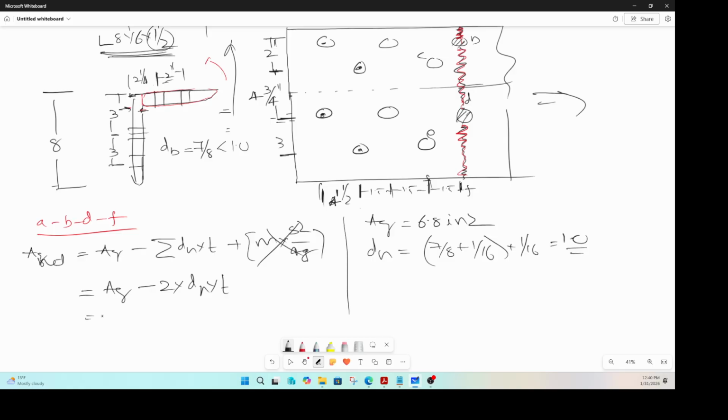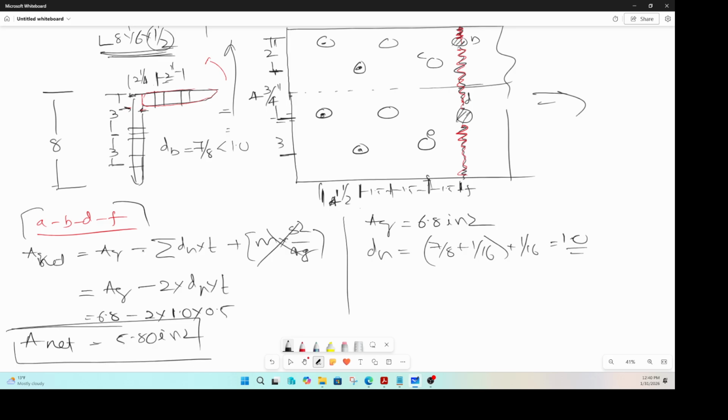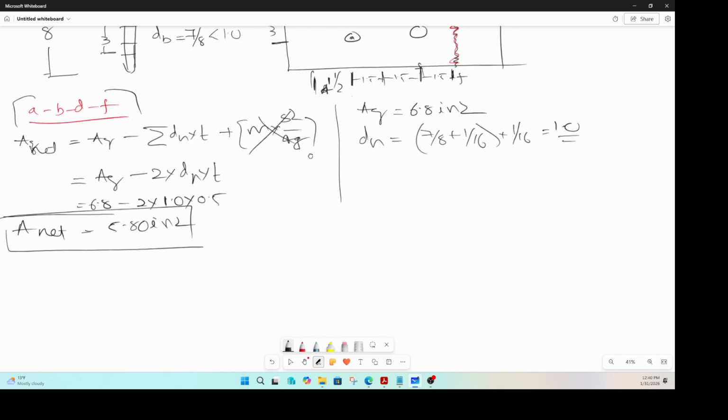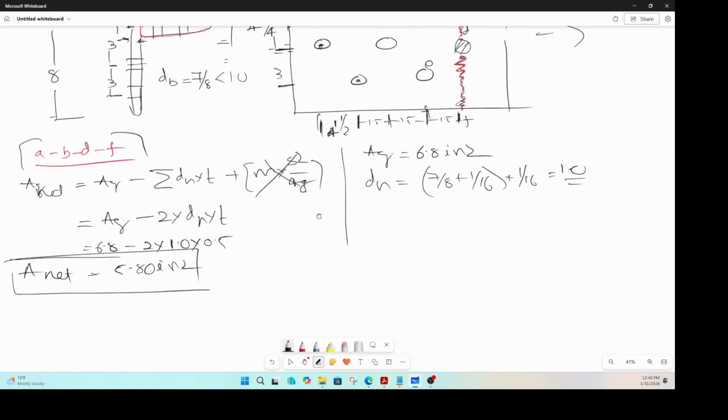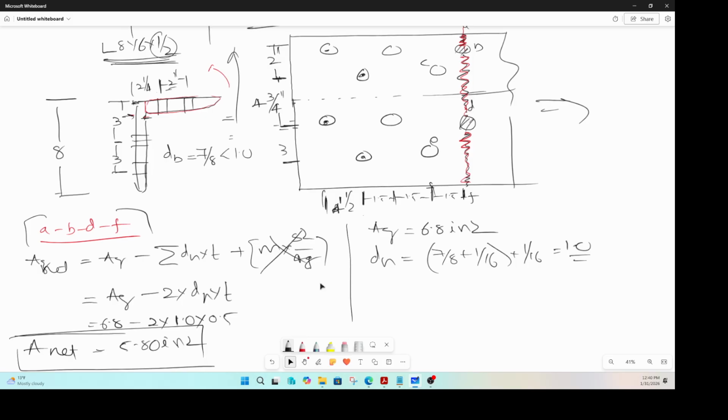So that means A net is 6.8 minus 2 times DH, 1.0, times the thickness, 0.5 inches. You find out that this is 5.80 inch square. That is your net area along the ABDF path. Should we use that? I don't know. So we'll have to come back and calculate the net area for a slightly different path.